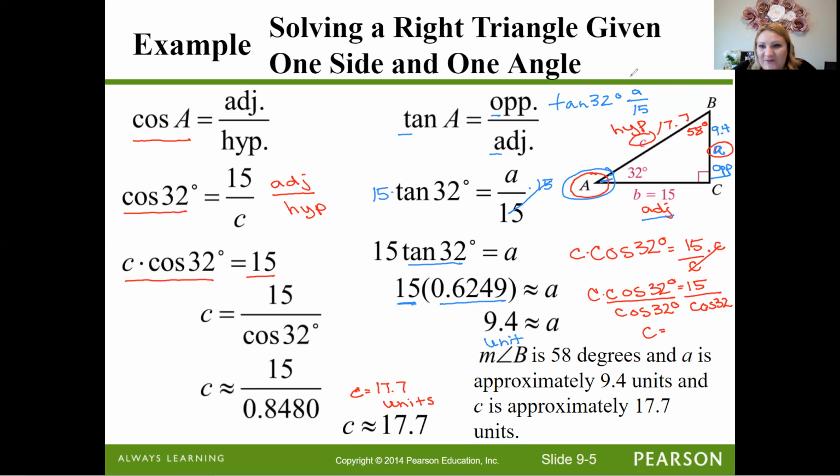So I'm hoping this helped you clearly understand how to find the missing side lengths, and then sometimes how to find the angle, especially when you know that this is a right triangle.